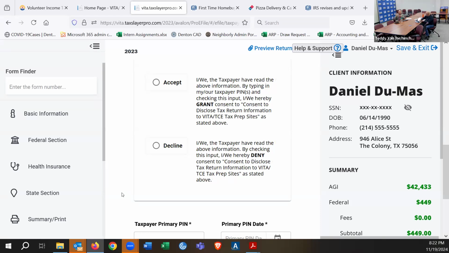If he hits accept this year, then the next year, whenever he provides his social security number at a VITA site, it'll say, hey, we have your information from the site in Carrollton. Would you like us to import that information? And in Germany, he'll be able to say, yes, let's import that, and it would pop up all the information we already entered. Or if he declined, then it wouldn't.